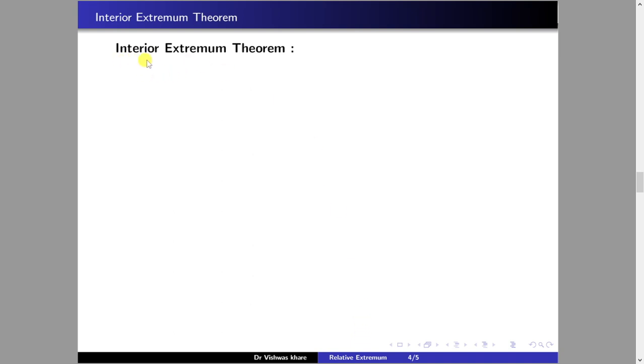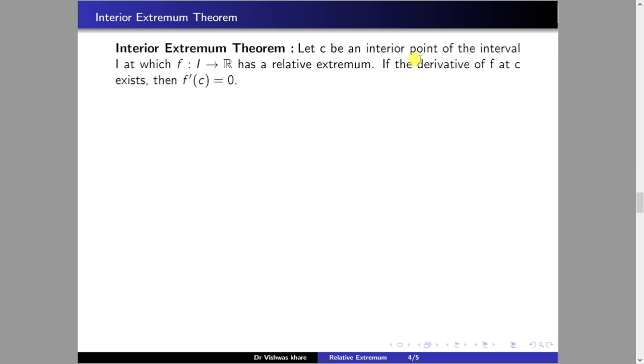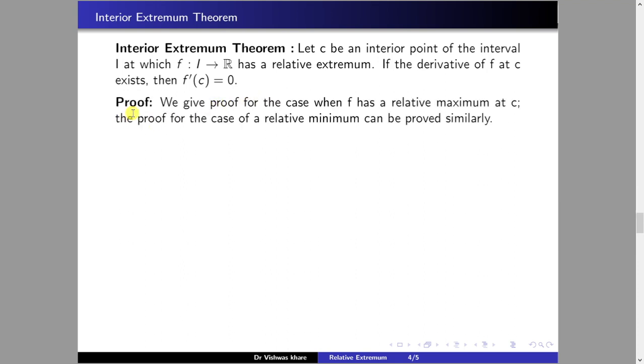Now let us talk about the interior extremum theorem. The statement is: let c be an interior point of the interval I at which the function f from I to R has a relative extremum. That is, c is a point of the interval I at which f has a relative extremum. If the derivative of f at c exists, then f'(c) is equal to 0. So if the derivative of f at c exists, then its value will be 0. Let us see the proof.